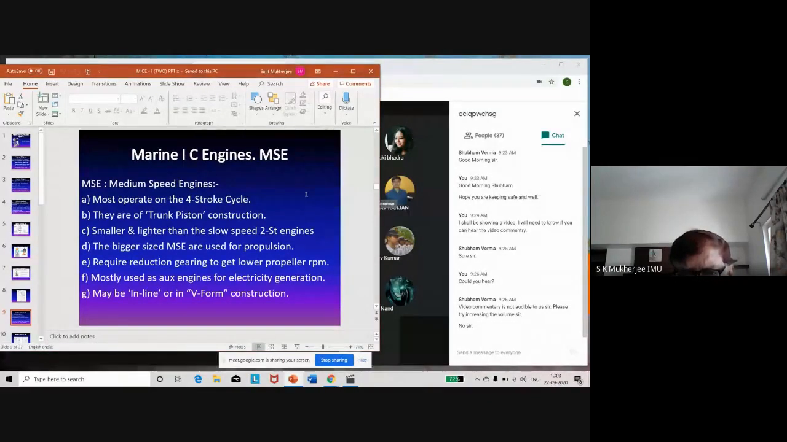I don't remember, but in one of the sections I told them to study the W64 engine, Wärtsilä. It is the largest medium speed engine and it gives power as much as your large two-stroke engine. So if you have a piece of paper and pen, please write down Wärtsilä W64 engine. Do a little read up on it.